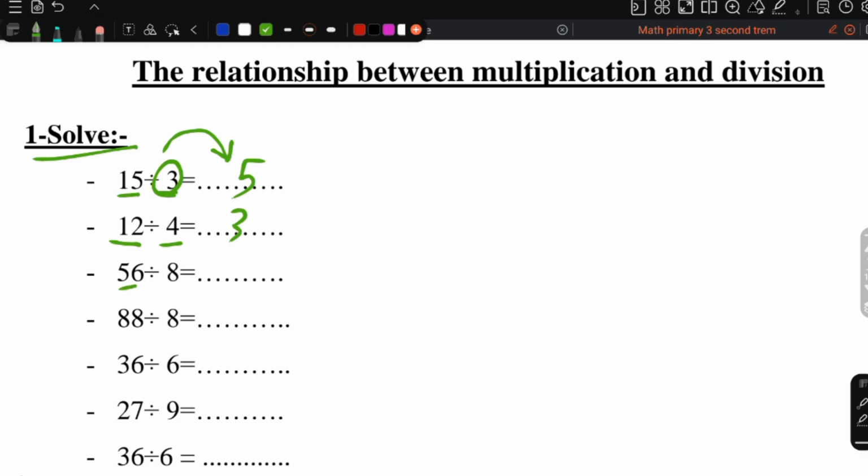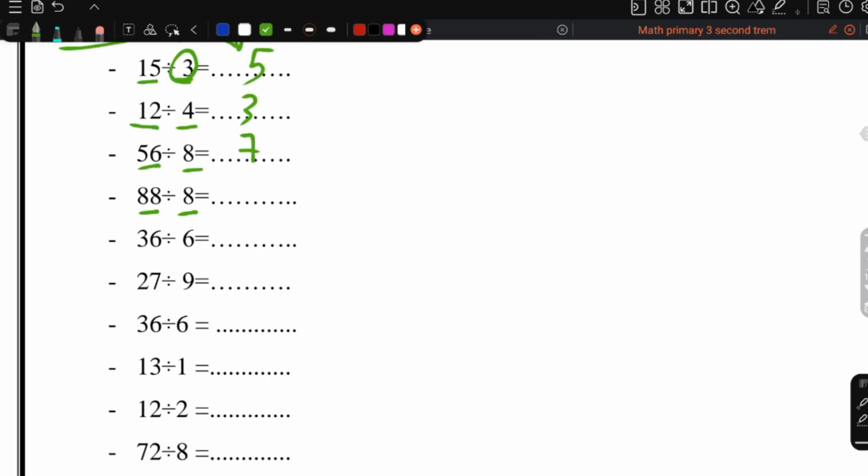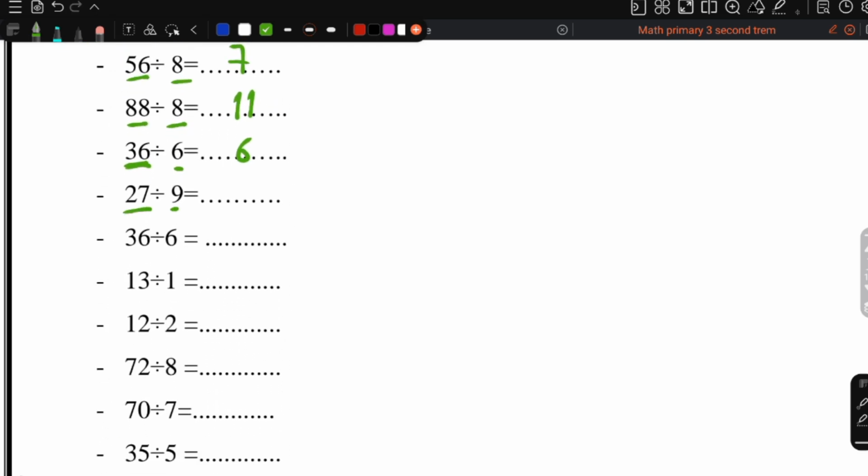Okay, 12 divided by 4 equals what? 3. Perfect. 56 divided by 8, 7. Perfect. 88 divided by 8, 11. Perfect. 36 divided by 6, 36 as a product divided by 6 as a factor equals what? 6. Perfect. 27 divided by 9, 27 as a product divided by 9 as a factor gives me what number? If you divide product by factor, you get the other factor. So 9 times what number gives me 27? Yes, exactly 3.